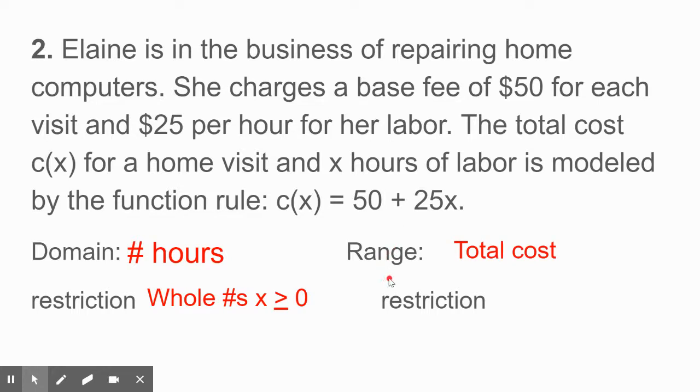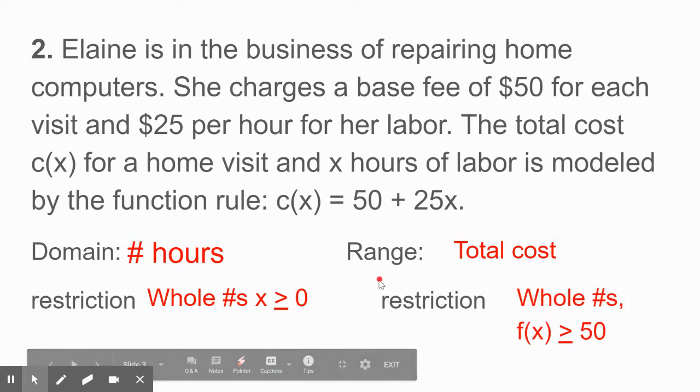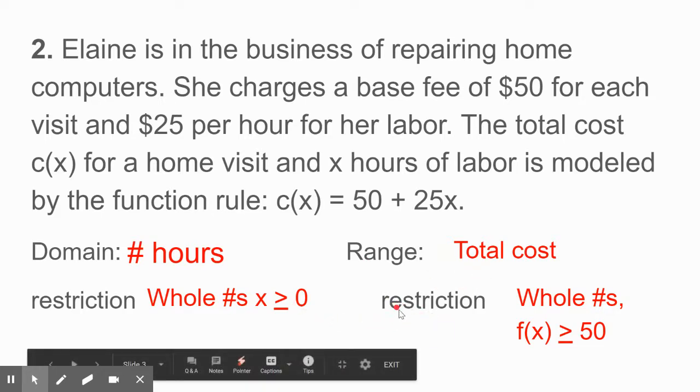The restriction on the range will be, although it could be rational, it's going to be a whole number, because in this case, the cost will always result in a whole number. We're only adding whole multiples of 25. So we can't come out with anything other than a whole number. Also, it has to be greater than or equal to $50, because she gets $50 regardless of how many hours she works. So the range is the total cost, and the restriction on the range is the whole numbers such that f of x is greater than or equal to 50.